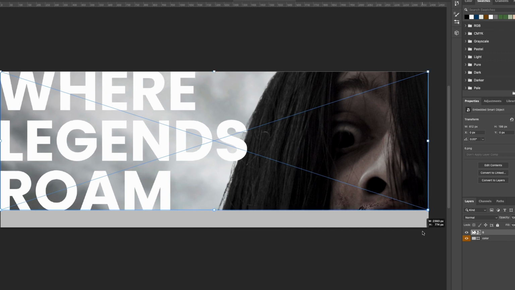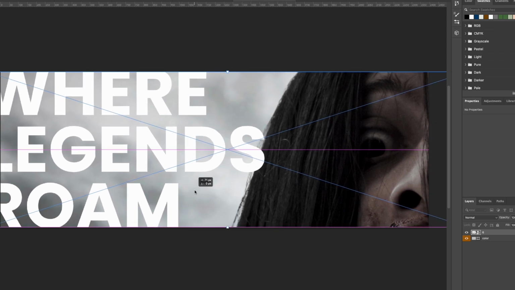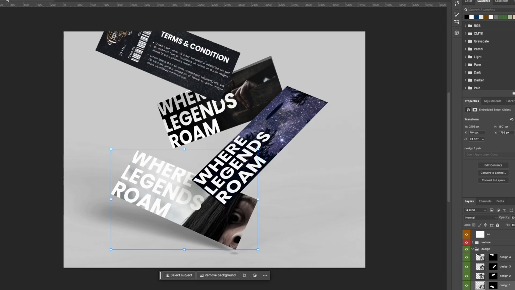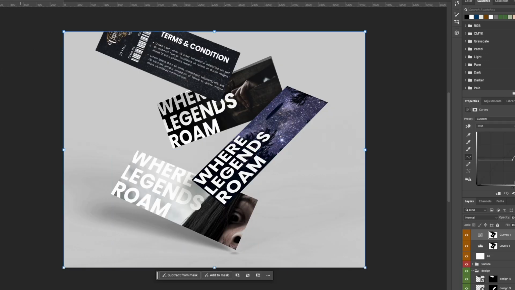So yeah, let's get into the final look of these tickets in the mock-up, and then we'll get into my final thoughts.